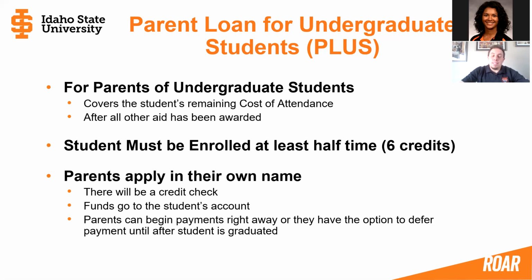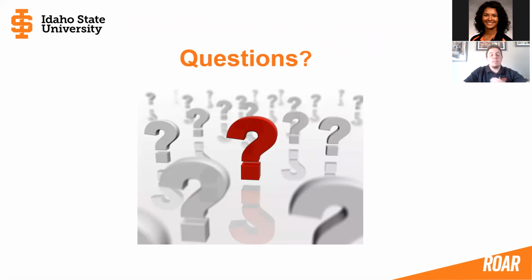So dependent students get paid a little bit less money, right? That $5,500 I previously mentioned, and independent students get paid a little bit more, but dependent students do have the option to have their parents help out with a Parent Plus loan.